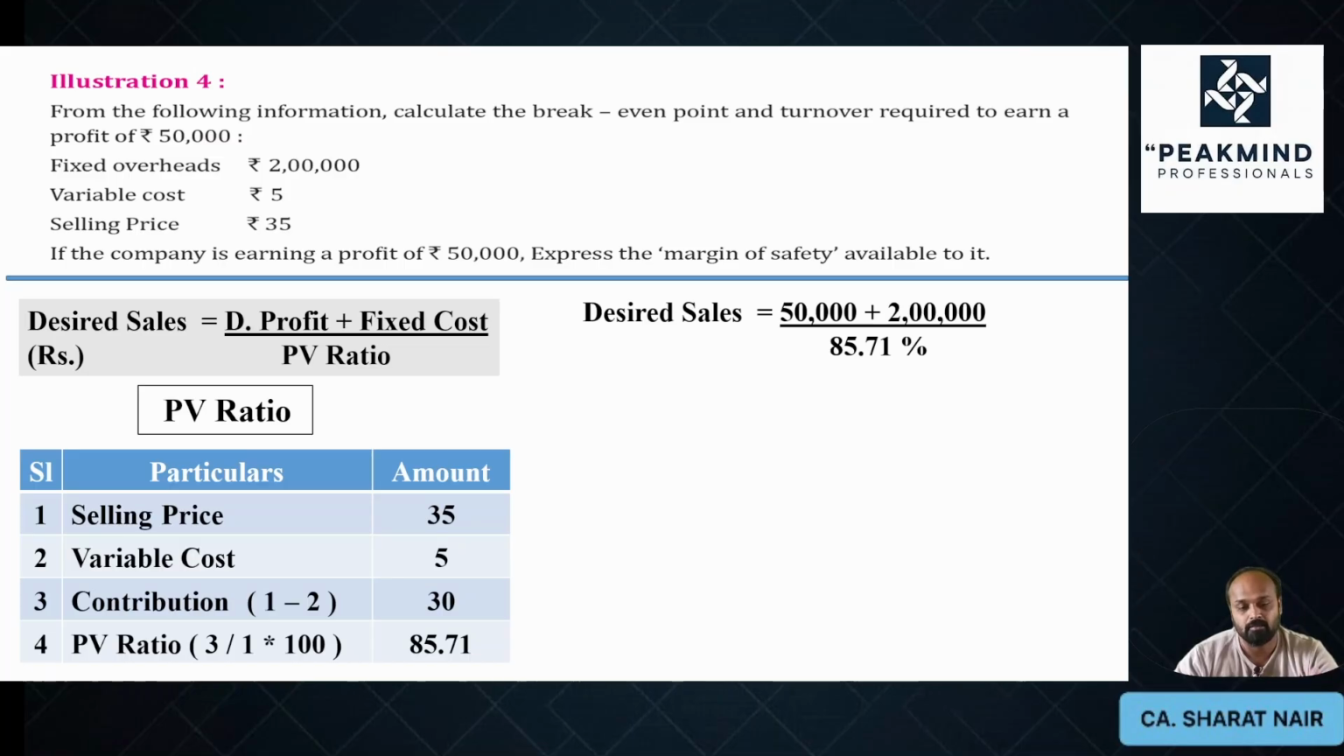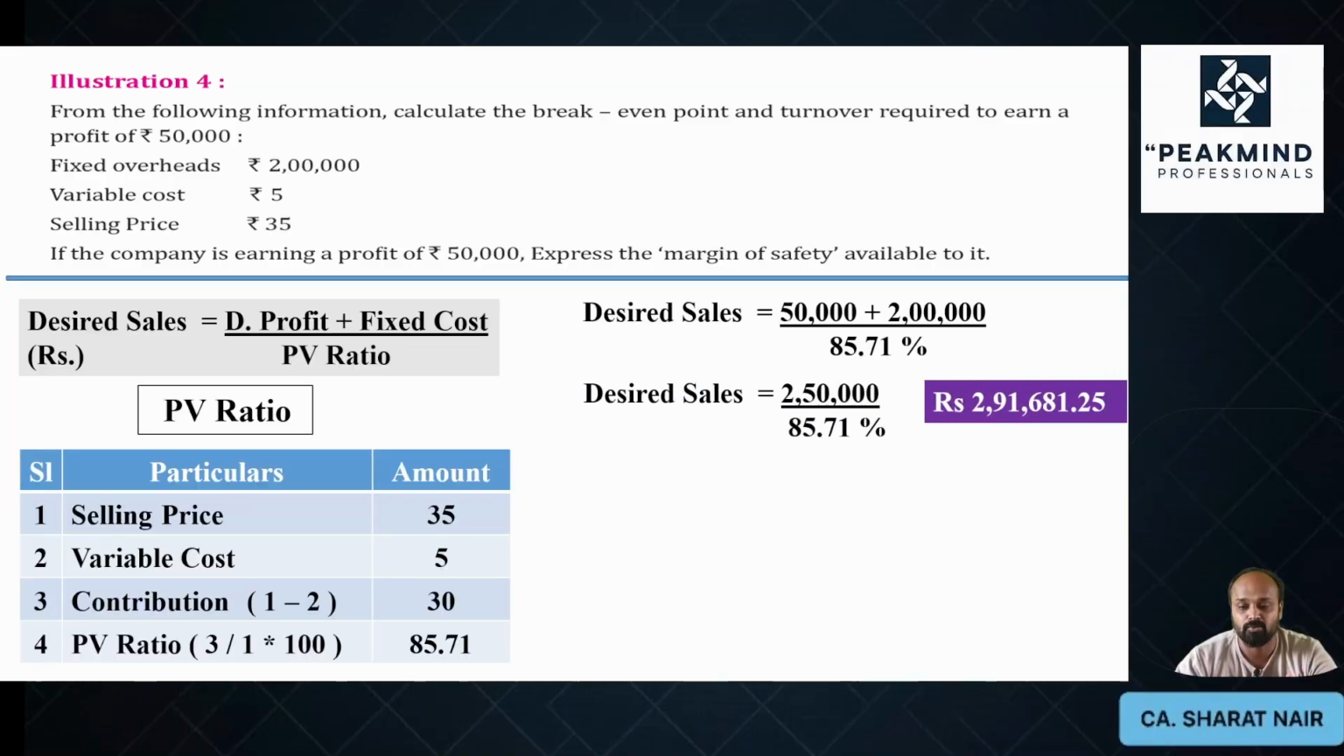Now, since I have found out the PV ratio, I am applying: desired sales is equal to 50,000, my desired profit, plus 2 lakh, my fixed cost, divided by 85.71%. My desired sales will come out to rupees 2,91,681.25. Now, if I want to find out in units, straight away 2,91,681.25 divided by the selling price of 35. If I do, I can find out the answer.